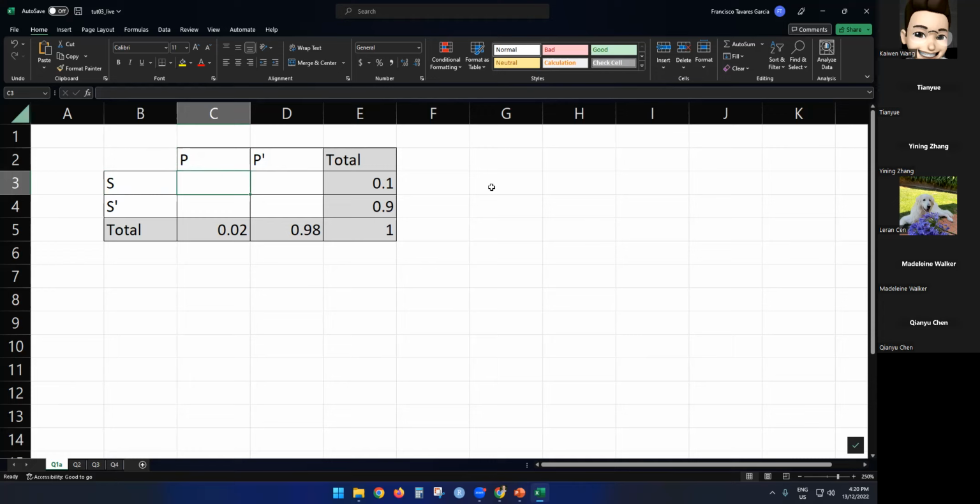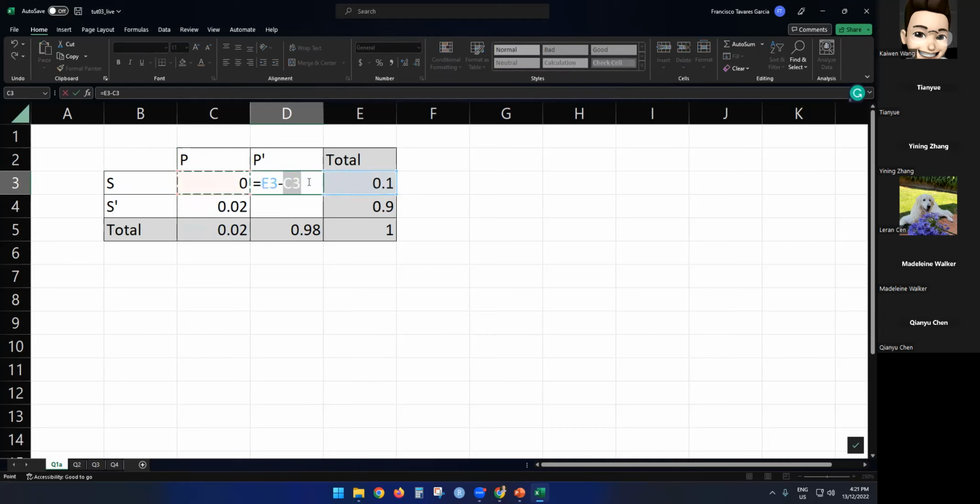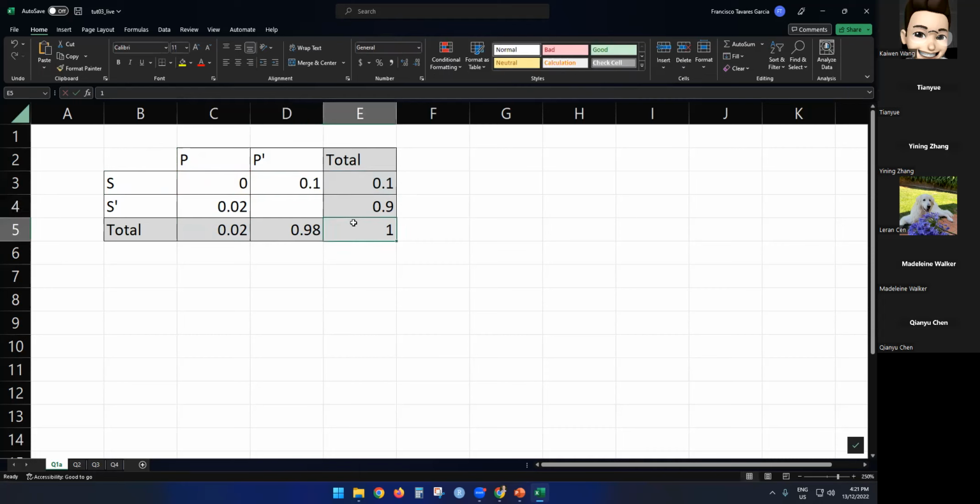No, because they're mutually exclusive. Excellent. So this would be 0. If this is 0, and these two have to sum to this one, so this is equal to this one minus 0. Same thing here. This is equal to this minus 0, right?